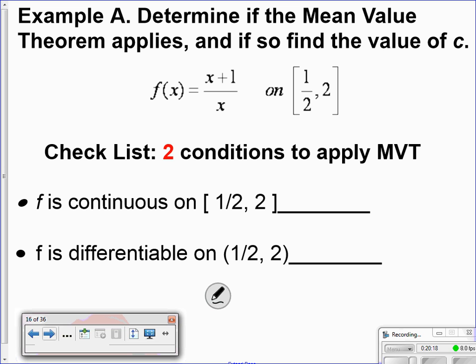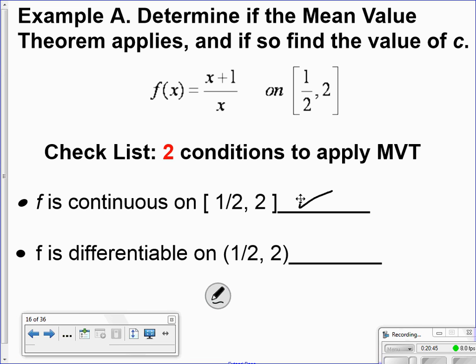Okay, I just want to make sure it's continuous on the closed interval. In fact, this function f of x is not continuous at one value of x. Where is this not continuous? 0, okay? But it's continuous everywhere else. There's no other value that's going to make the denominator 0. So it is continuous on the interval from 1/2 to 2.